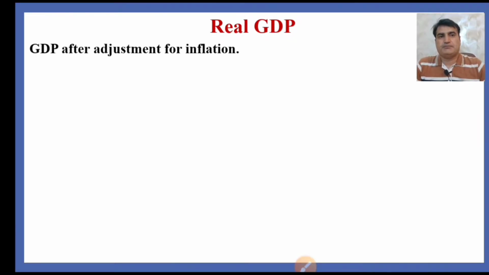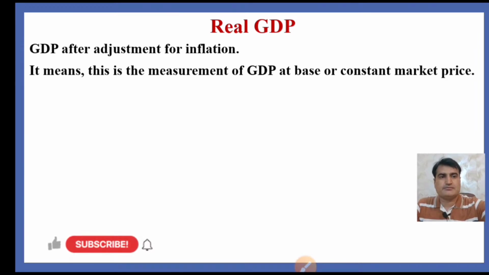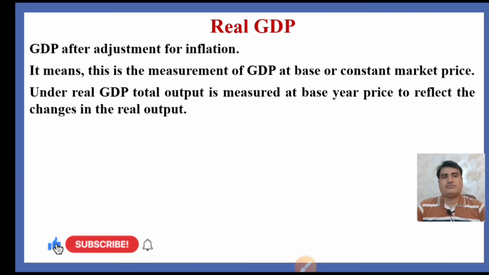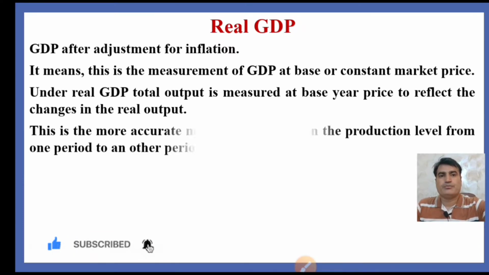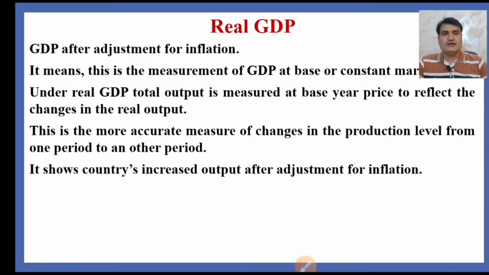What is real GDP? GDP after adjustment for inflation, or adjusted GDP, is called real GDP. It means this is the measurement of GDP at base or constant market price. Under real GDP, total output is measured at base year price to reflect the changes in real output. So what is the base year? The base year is the year with which prices for other years are compared. The real GDP is the more accurate measure of changes in production level from one period to another. The real GDP shows a country's increase in output after adjustment for inflation.